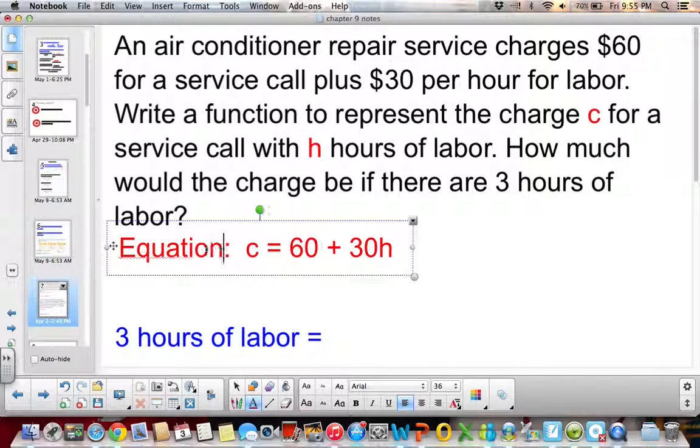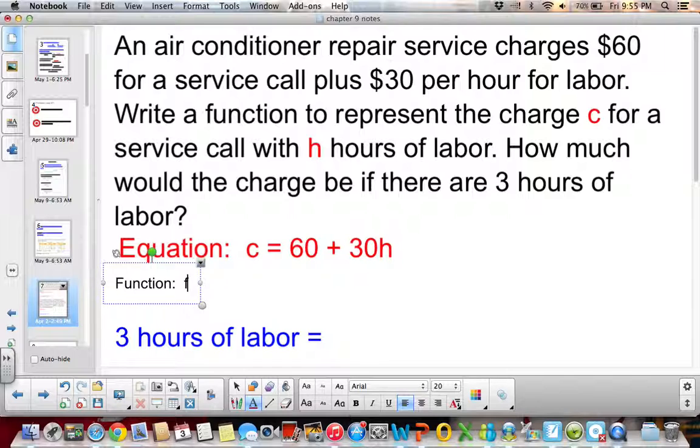okay, I'm rewriting this again. So here's our equation. This is how we would write it as a function. We would say f of h equals 60. We could actually write it with the variable first. 30h plus 60. So it's exactly the same. It's just saying however many hours there are, that's how we write it as a function.